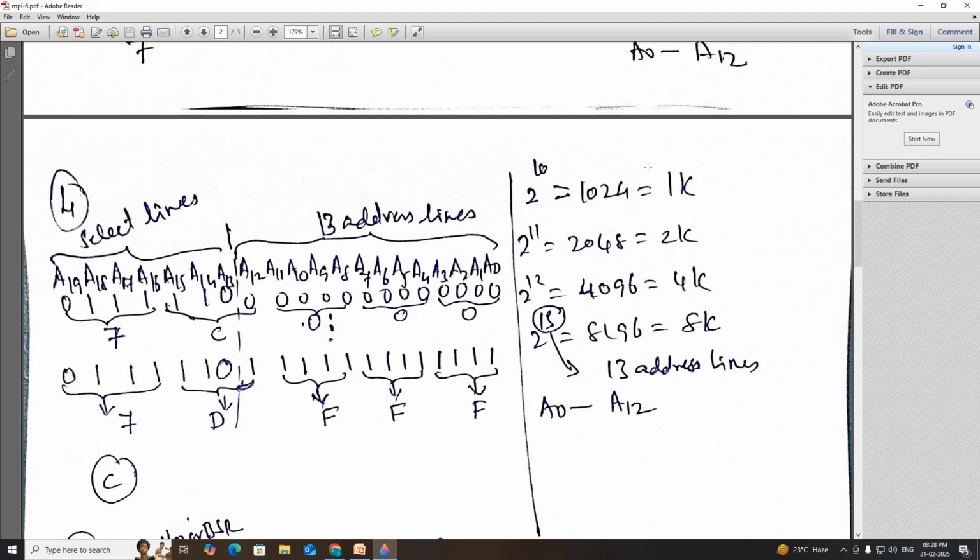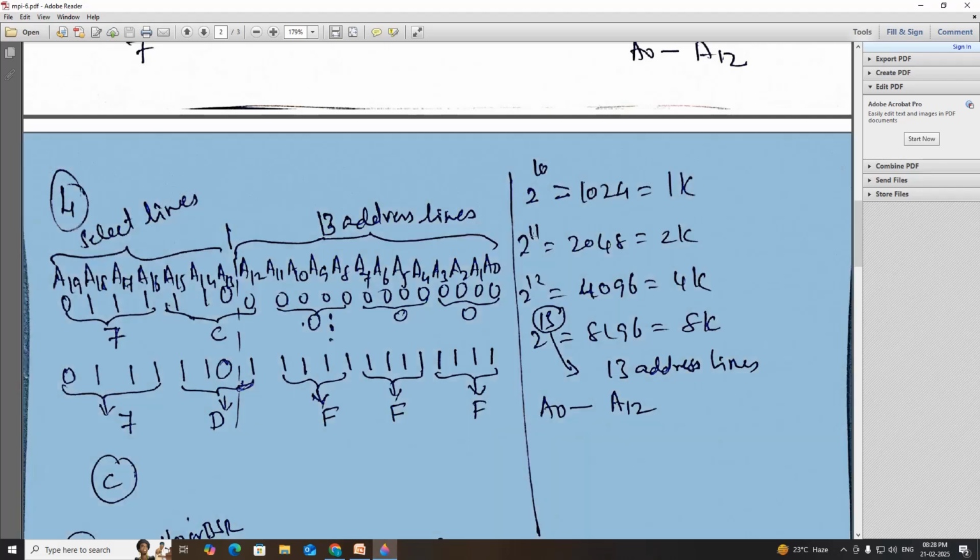8K means 2 power 10 is 1K, 2 power 11 is 2K, 2 power 12 is 4K, 2 power 13 is 8K. So 13 address lines are required, which we can denote as A0 to A12. I mentioned here A0, A1, A2 up to A12. These are 13 address lines, all zeros for the starting address, and all ones for the ending address. So all zeros is 000, and for the ending address, FFF will be there.